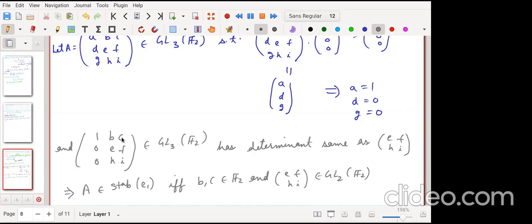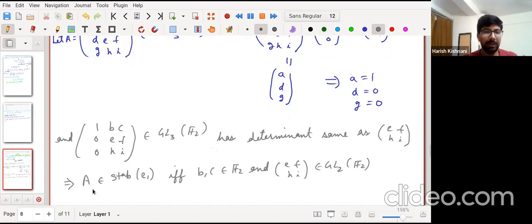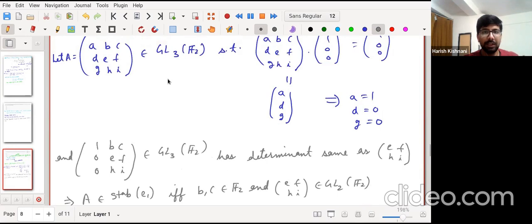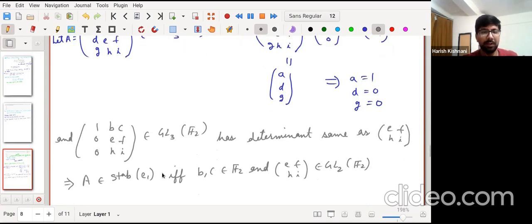Any matrix belongs to the stabilizer of e1 if it satisfies two conditions. First of all, it must fix this (1,0,0), and that implies that this matrix has to be of this form. Then this matrix belongs to GL3(F2) if and only if this submatrix belongs to GL2(F2). So this belongs to the stabilizer of e1 if and only if B and C are arbitrary. You can choose them in any manner you want, but they have to be elements of F2, and the submatrix (E F; H I) belongs to GL2(F2).